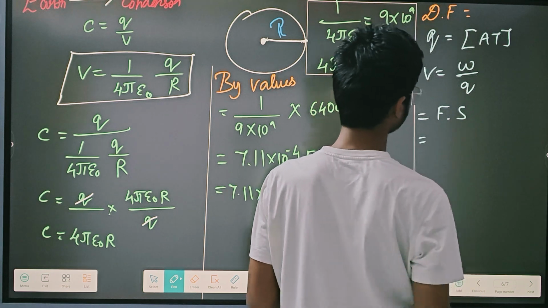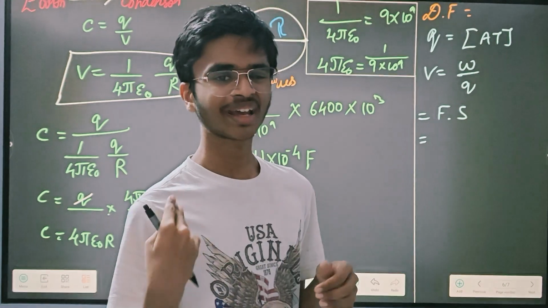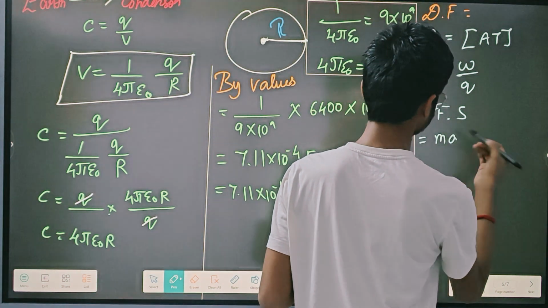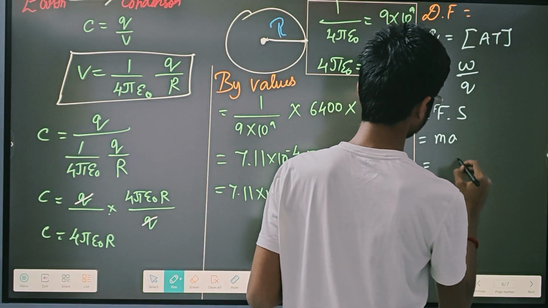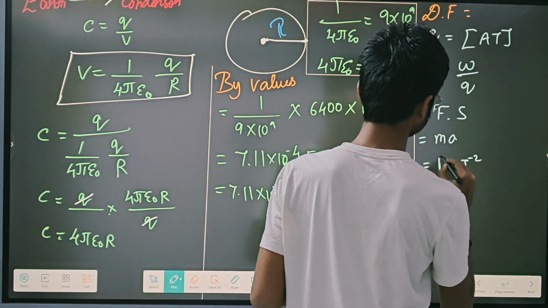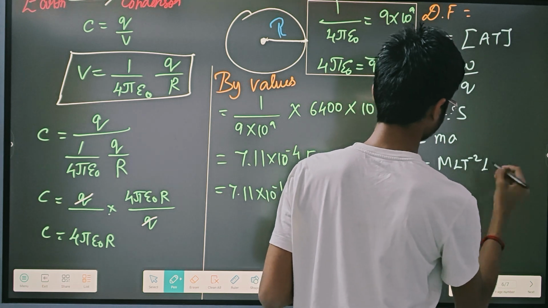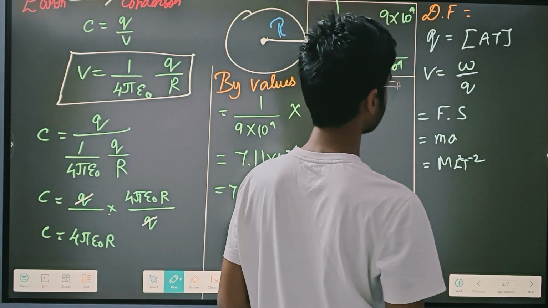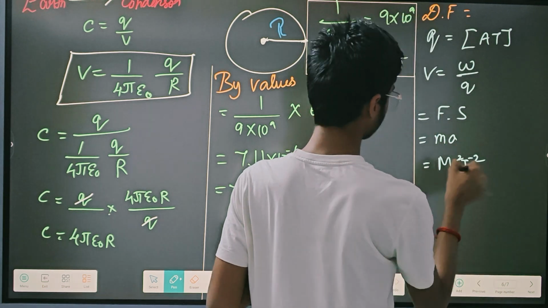So for force, what will it be? Normally, I would be calculating it again and again. If you want, you can just skip it. It will be mass into acceleration. Acceleration will be L T power minus 2. This will be m, and since we also have L here, I can write it as L square. So for work done we have got this.